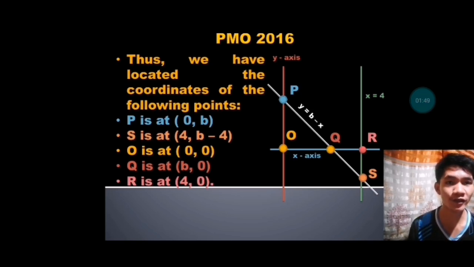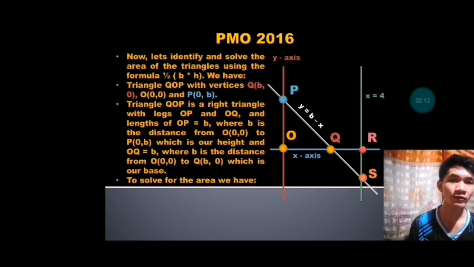Thus, we have located the coordinates of the following points. P is at 0 and b, where 0 is the x-intercept and b is our y-intercept. S is at 4 and b minus 4. O is at 0 and 0. Q is at b and 0. R is at 4 and 0. Now, let's identify and solve the area of the triangles using the formula one-half times b times h.